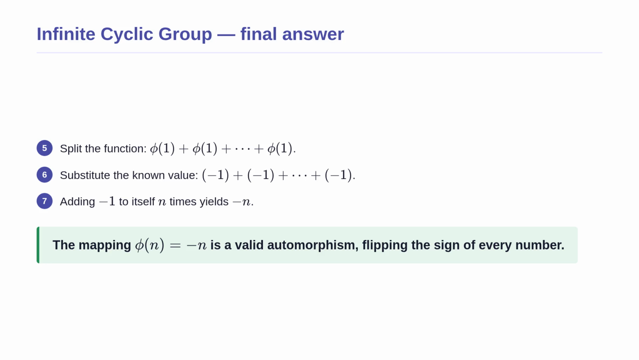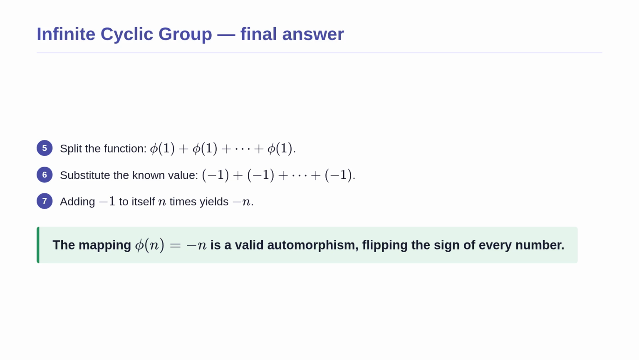Because our function is an automorphism, it perfectly preserves addition. This means we can split the single large function into many smaller functions added together. We substitute the value -1 for every single function term in our long sum. Adding -1 to itself n times simply gives us -n. This shows that our mapping is the negation function.